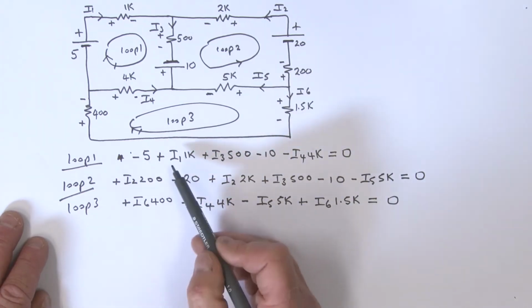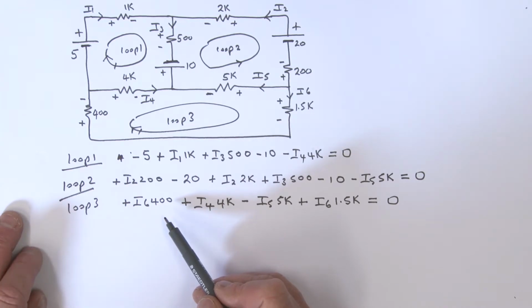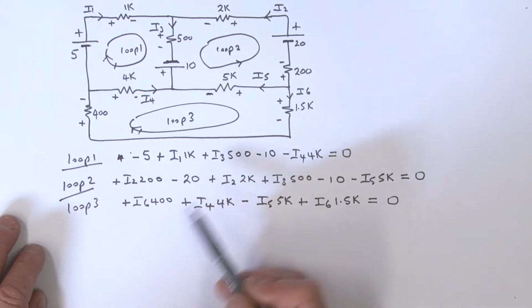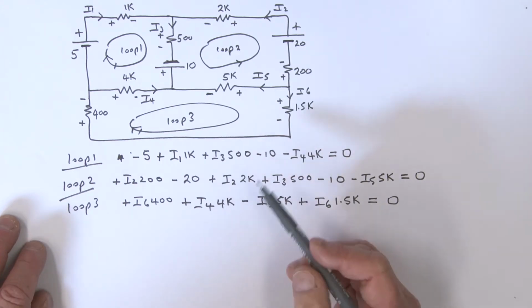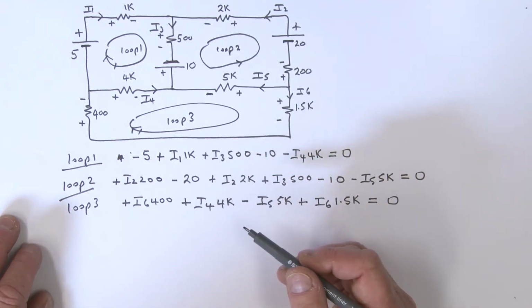So we now have 3 equations, okay? All right, well, there are several unknowns here. We've got, in fact, 6 currents to find, haven't we? So we've got 3 equations. So what we now have to really do is look at the node equations.